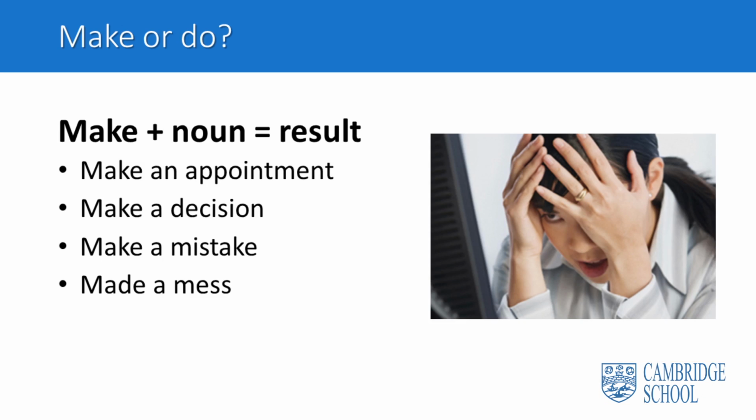Let's take a look now at some more uses of make, and in each case there's always a result at the end. We can make an appointment. The result is the appointment, the fact that we've organised to see somebody. We can make a decision. We can make a mistake. And we can make a mess. In each of those cases, there's something that's created at the end.